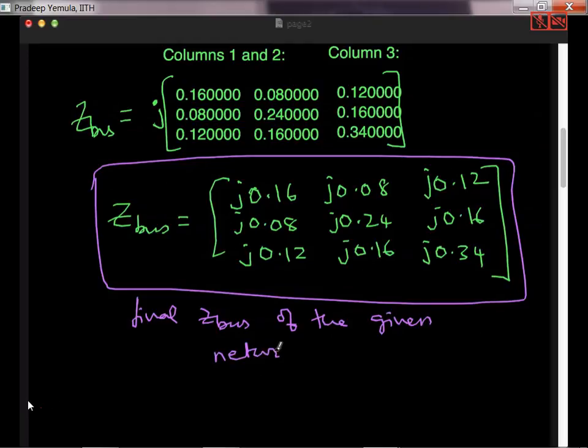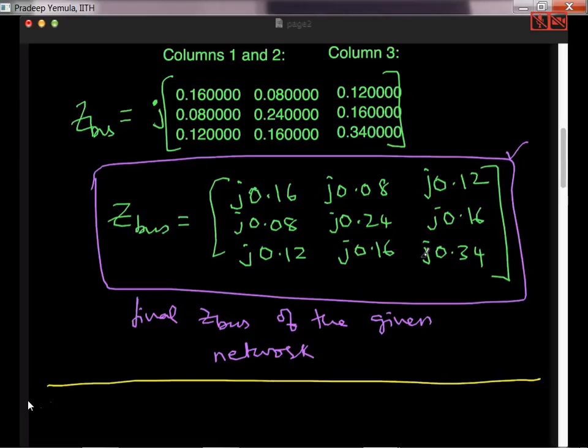Now, if you compare, we did two methods. The first method is finding the bus admittance matrix and inverting it, and the second method is step-by-step building. In both methods you are getting exactly the same answer. This answer is exactly the same as what we got in the previous case. So that's a very good verification of the two methods.